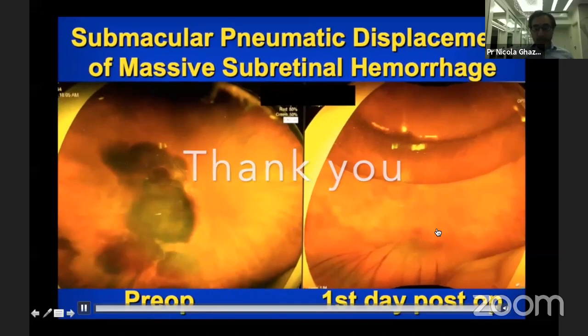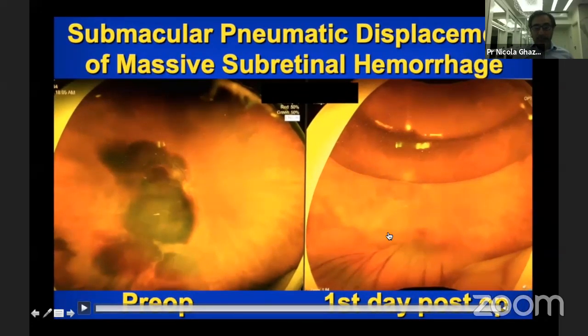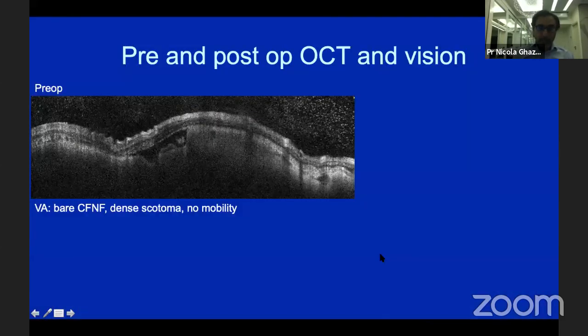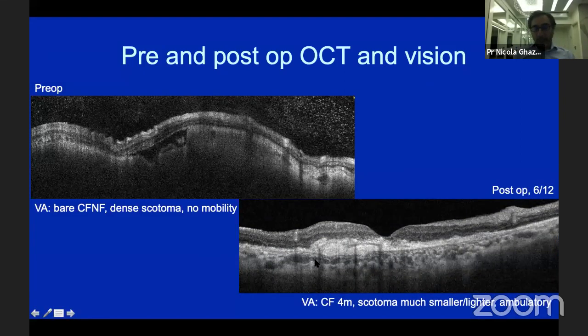You can see on the first day post-operatively significant displacement of the hemorrhage completely out of the macular area down beyond the equator. And here is the pre-operative OCT and the post-operative OCT. Remarkable improvement. This picture in particular was 6 months after surgery. The patient improved to counting fingers at 4 meters. It's not a huge visual acuity gain. However, the scotoma was much smaller and lighter, and the patient could ambulate with this eye when the fellow eye was closed.